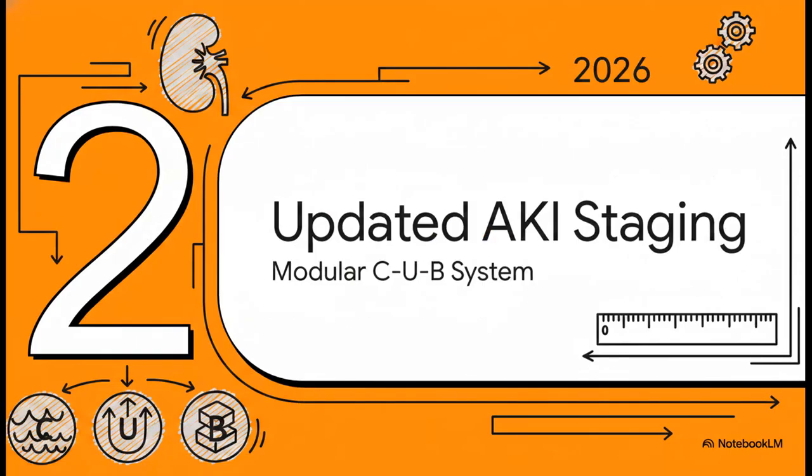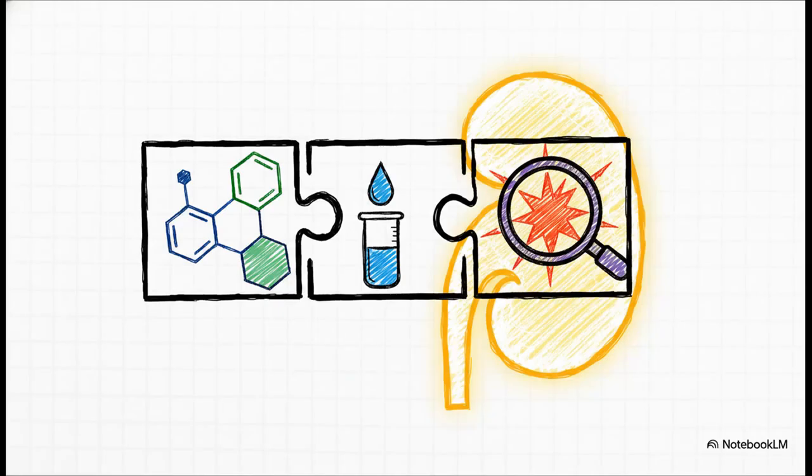Moving on to Section 2, updated AKI severity staging. So once we've identified the injury using these new 2026 standards, how exactly do we grade it? This is where the brilliantly modular CUB system comes in. It basically lets you mix and match creatinine, urine, and biomarker levels to get a highly precise severity stage. You know how urine output and creatinine constantly disagree in the ICU? Well, KDIGO finally decoupled them.